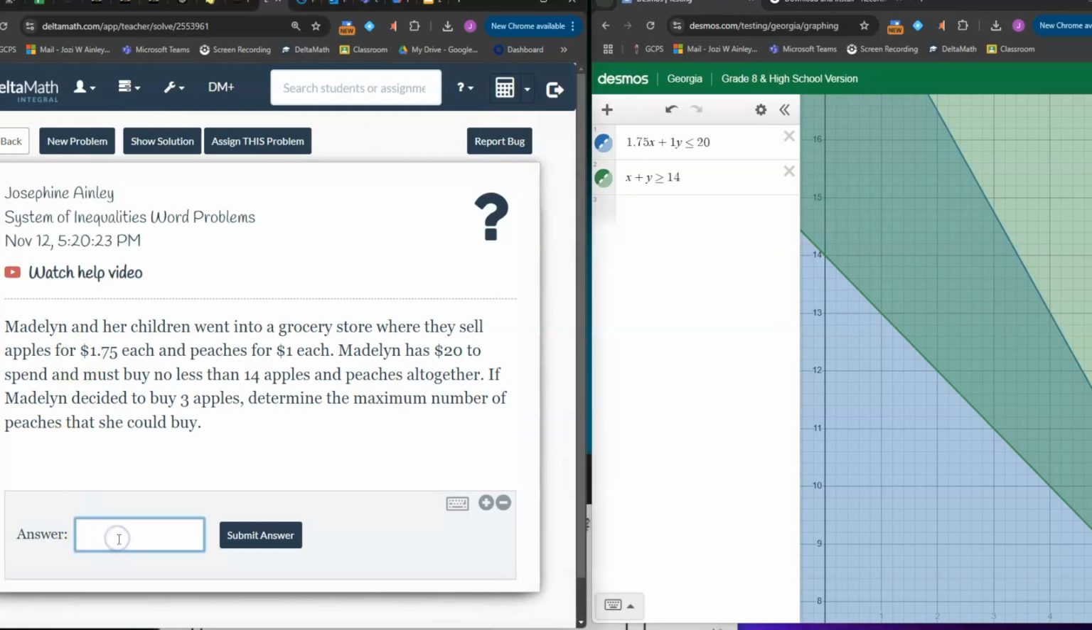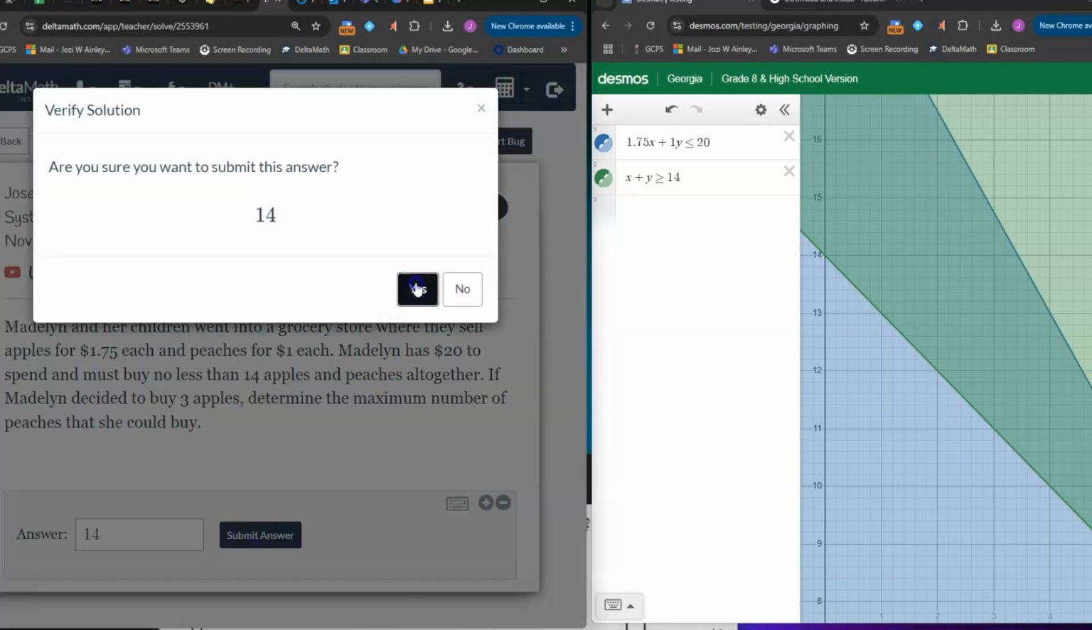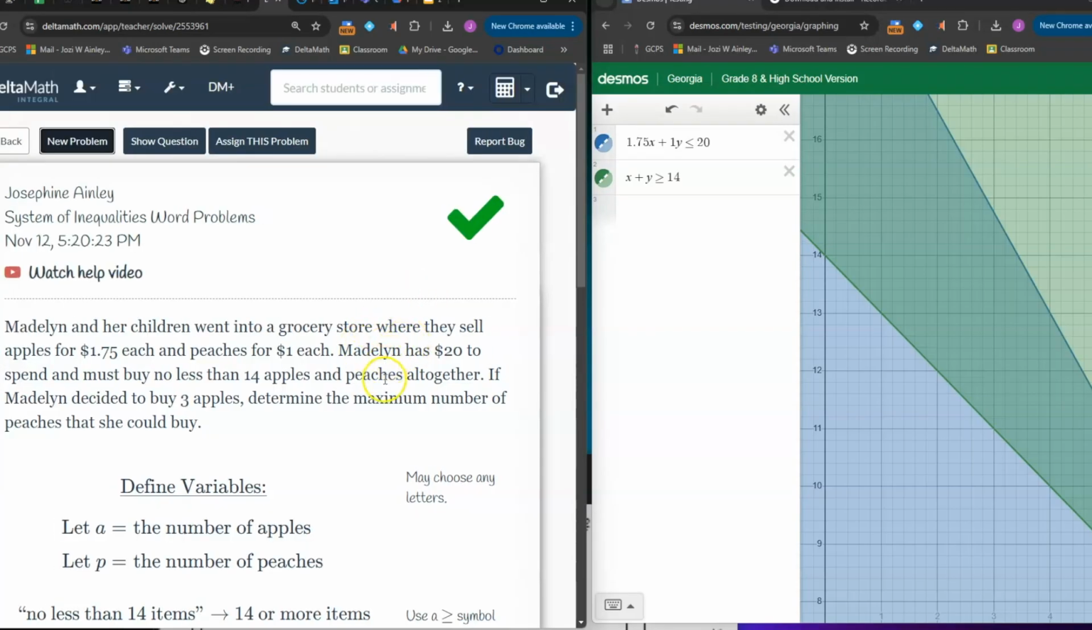So you have to be able to write your, what do you call this, your inequalities before you can actually solve the problem. So you write your inequalities and look at your solutions and then go ahead and answer the question.